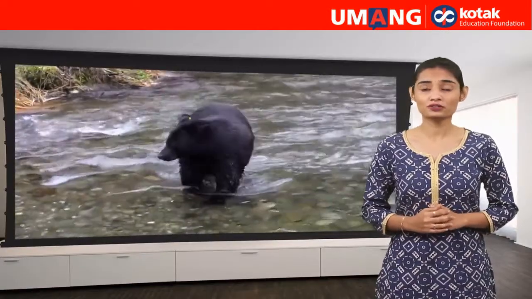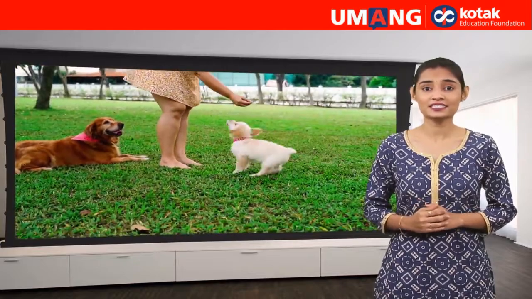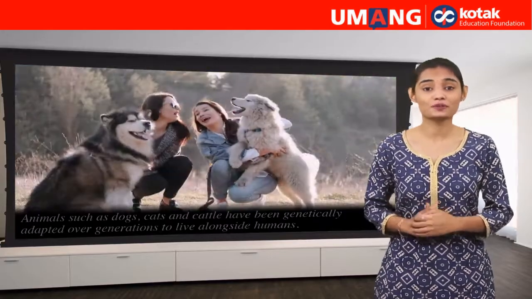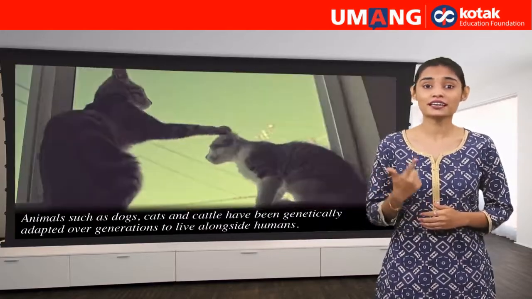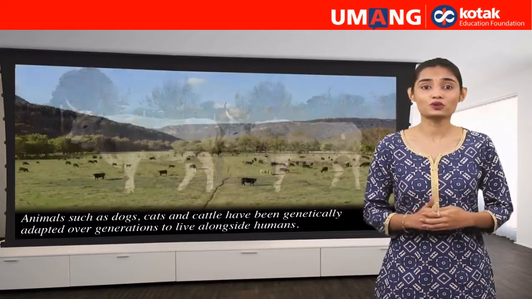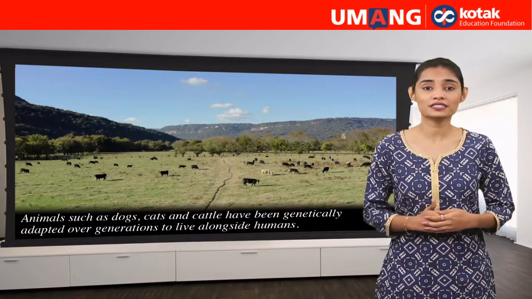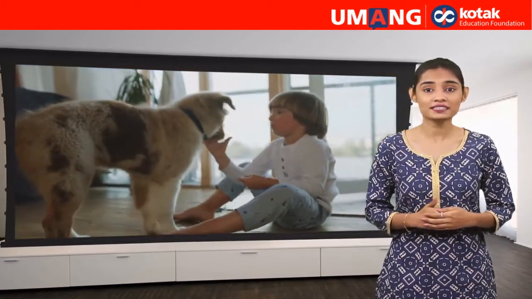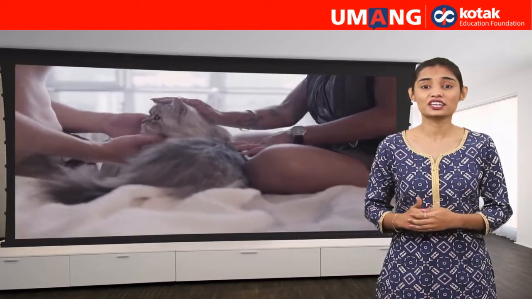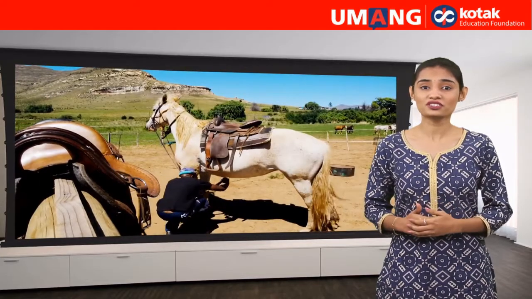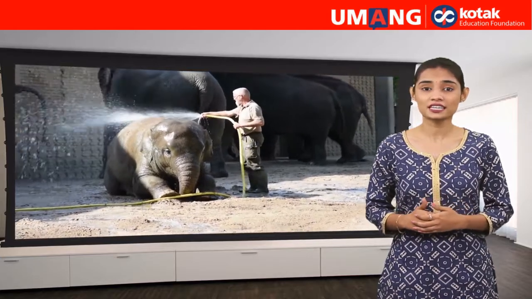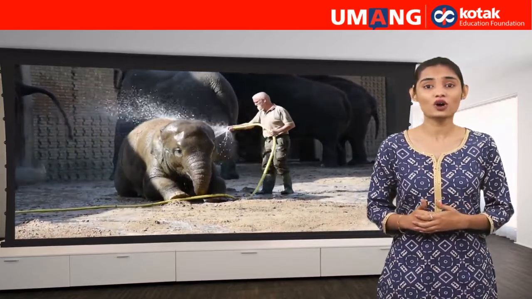Now that you know about the wild animals, let us discuss domestic animals. What are domestic animals? Domestic animals such as dogs, cats and cattle have been genetically adapted over the generations to live alongside humans. They are genetically distinct from their wild ancestors or cousins.